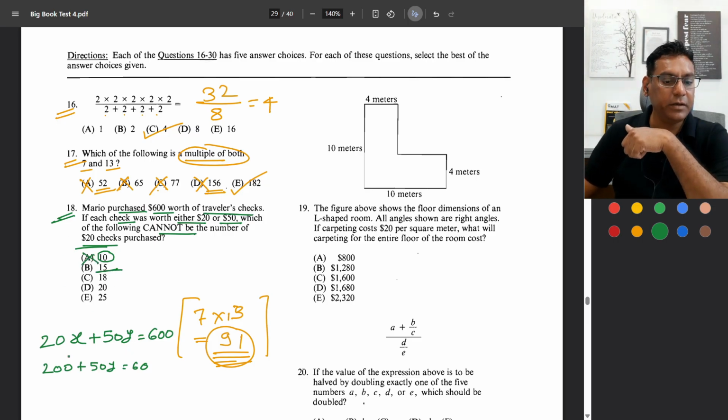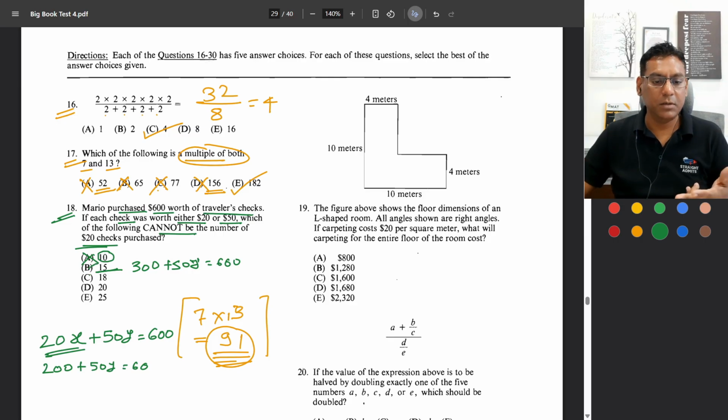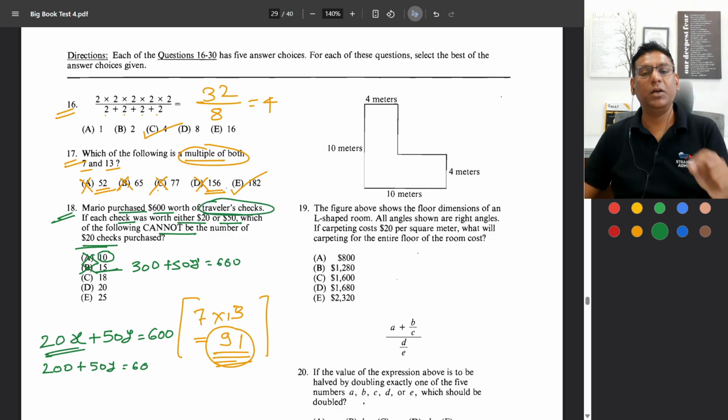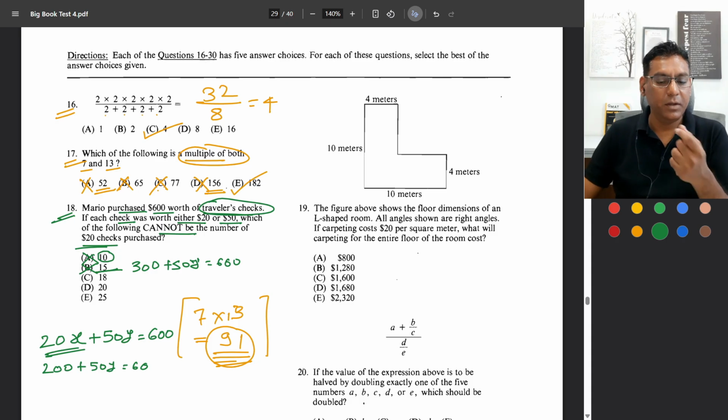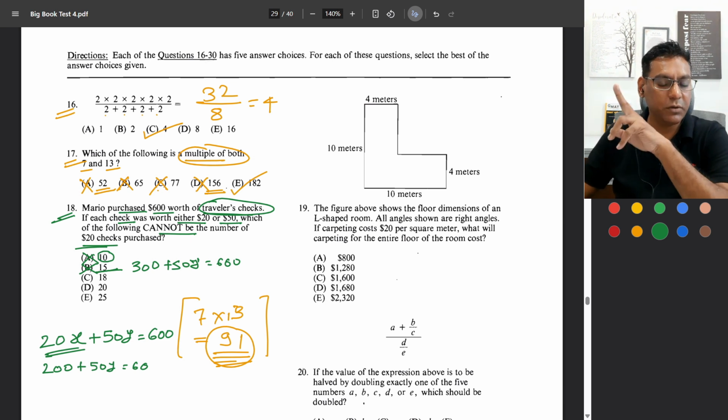If I have 15 here, I'm going to get $300 of this plus 50y is equal to 600, correct? Again, that means 50y has to be 300, possible, right? What decides if that is possible or not? y has to be a whole number. He's buying integer traveler's checks, right? So it has to be 1, 2, 3, 4, or it could also be 0, but it has to be a whole number. There is going to be one answer choice where the value of y is going to be a fraction, and that's what we are finding out.